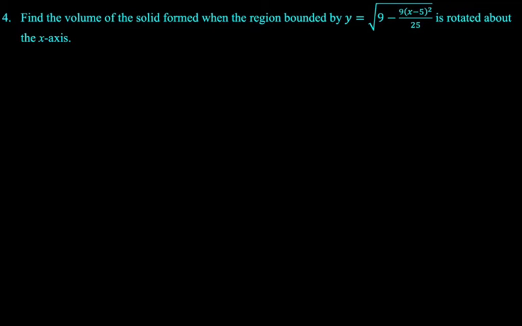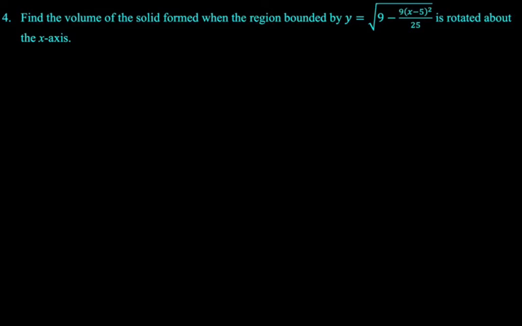All right, here we go. Find the volume of the solid formed when the region bounded by y equals the square root of 9 minus 9 over 25, the quantity x minus 5 squared, is rotated about the x-axis. So this is definitely an ellipse type thing. It's an ellipse, and if we did all the math, we could figure that out.